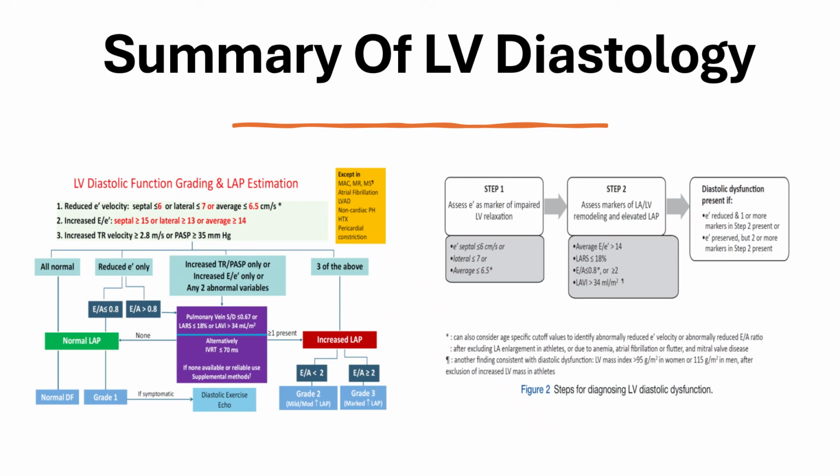Also, following these parameters, it gives you an idea whether the patient has a normal left atrial pressure or increased left atrial pressure. And in cases of increased left atrial pressure, depending on the ratio of E to A, if it's more than 2, you will have grade 3 or restrictive diastolic dysfunction, or grade 2 or pseudonormal diastolic dysfunction. Please pause this video if you need more time to review this important slide.